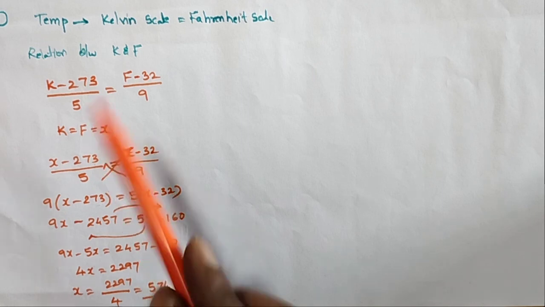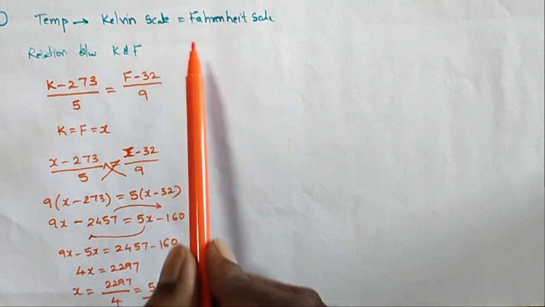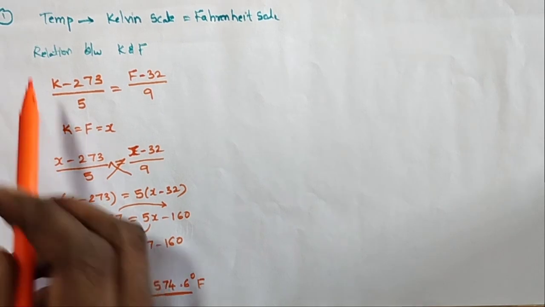So at this temperature the Kelvin scale and the Fahrenheit scale are both equal. This is the first problem.